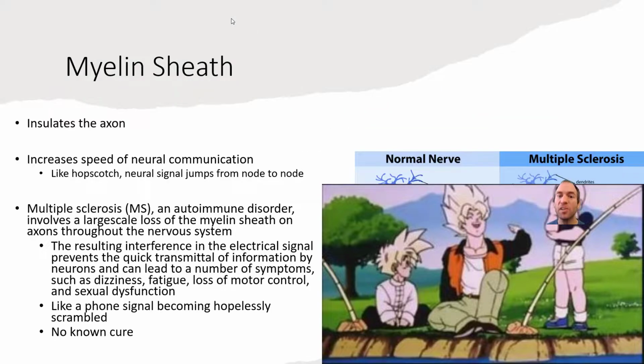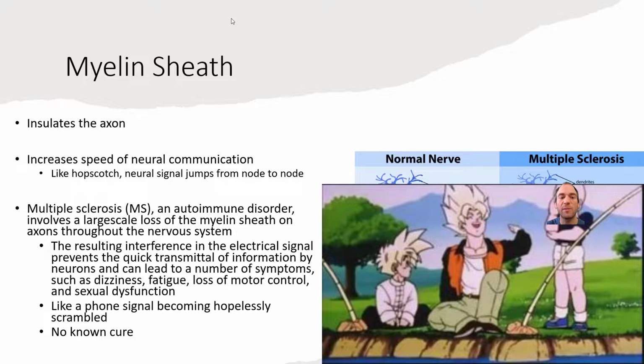The myelin sheath, we already referred to the glial cells playing a role in helping create this. And in the other figures shown, you can see the myelin sheath on the axon of a neuron. So what is it? Well, it helps insulate the axon. It increases speed of neurocommunication. It's like hopscotch. Neural signals jump from node to node. And the nodes are those little small gaps. You can see them here in between the sheets.